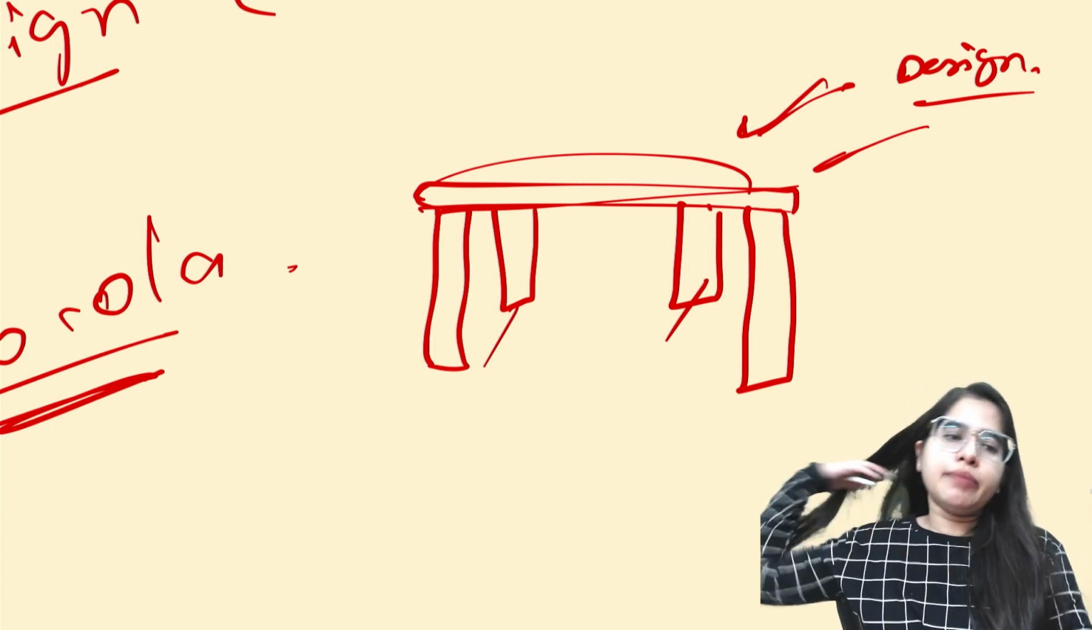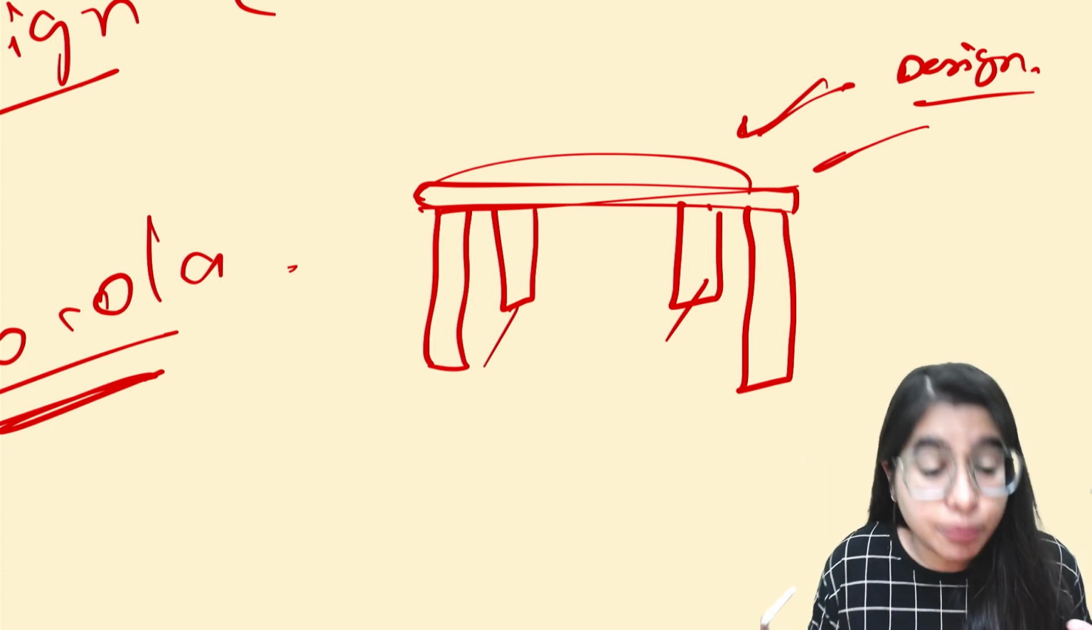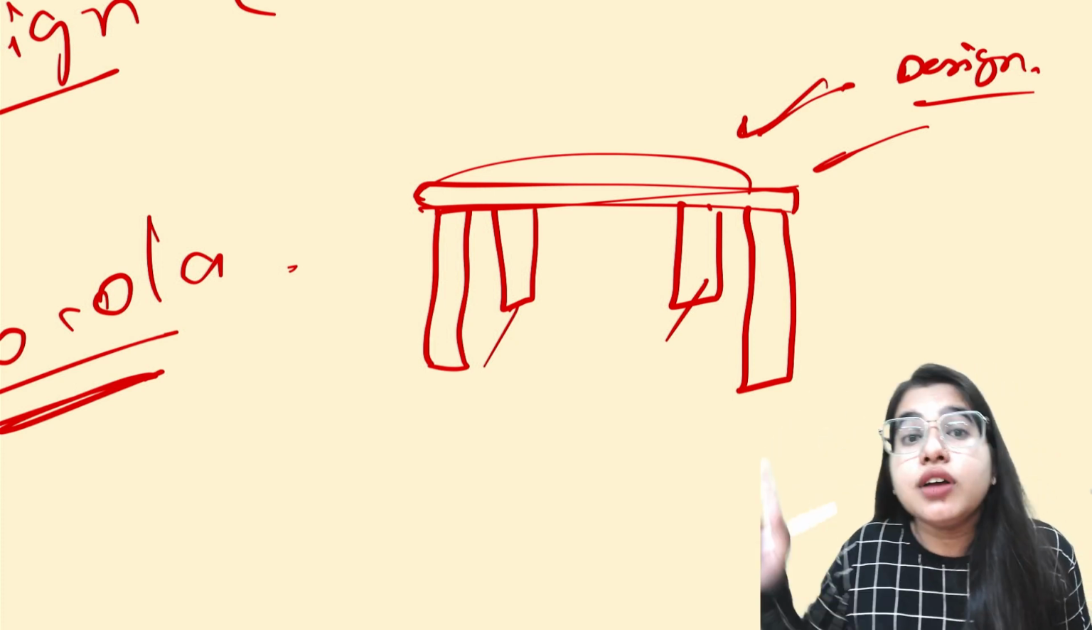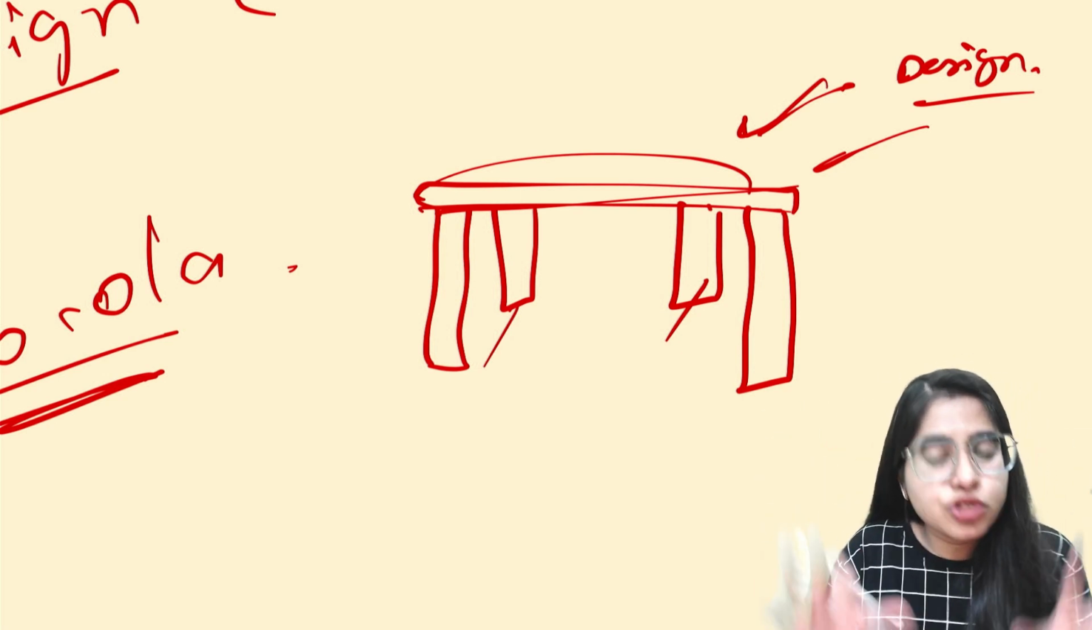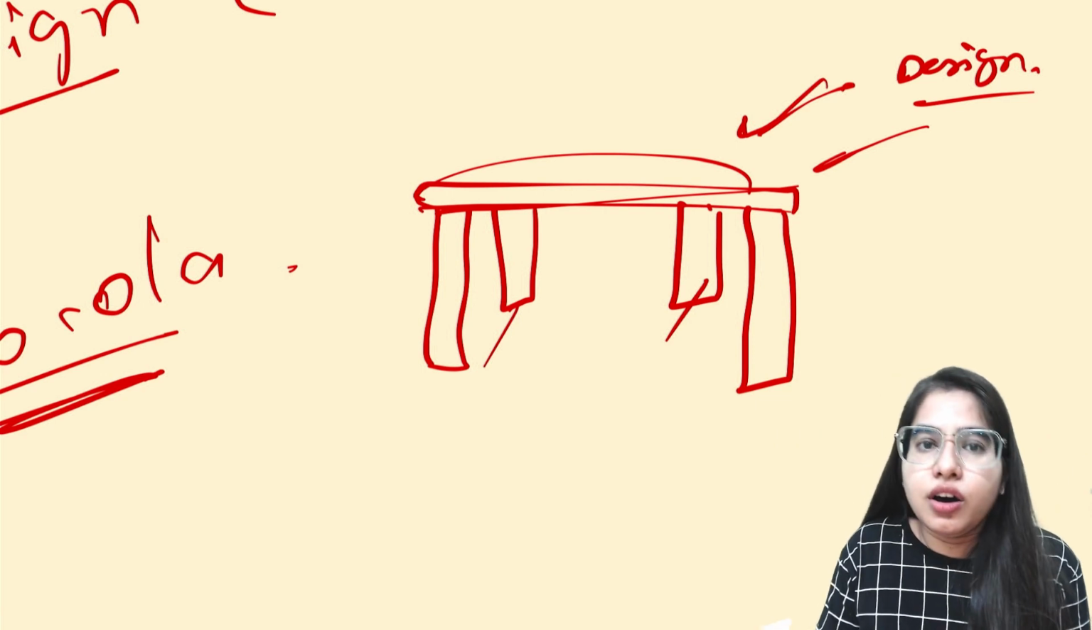Now no one else can make a table like this. This you cannot get design protection for, because this is necessary for the basic functionality of the table. All tables are like this only, with four legs and one flat top.